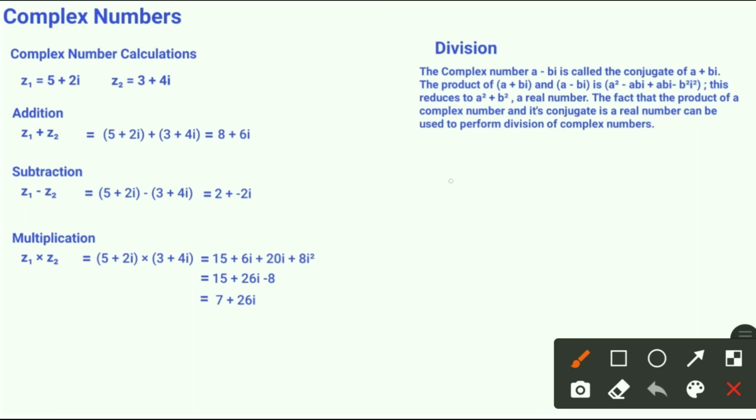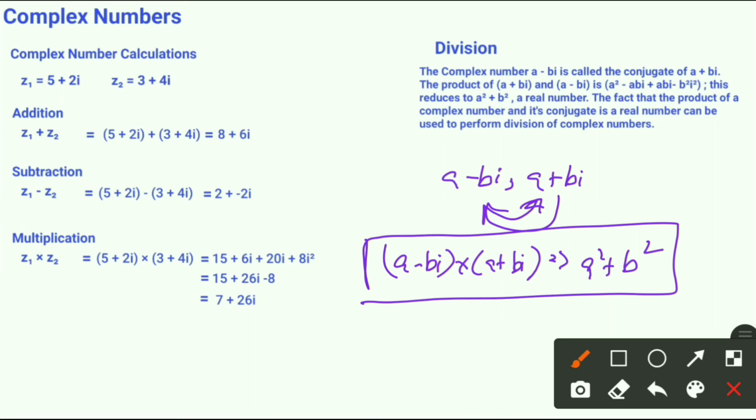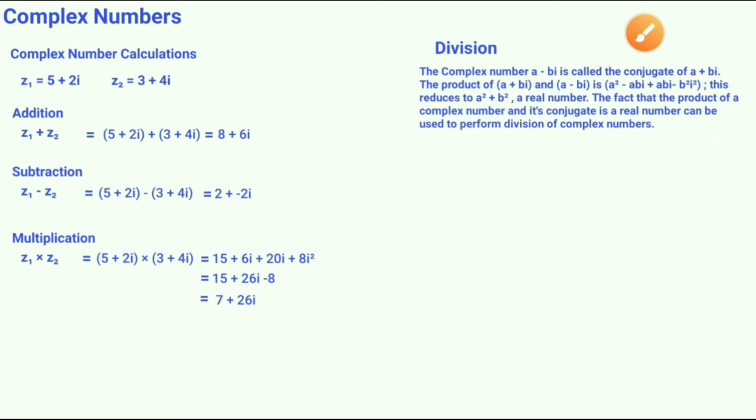The complex number a minus b iota is called the conjugate of a plus b iota, which means a minus b iota and a plus b iota are conjugates of one another. If you try to find the product of these conjugates, then you will get a squared plus b squared. You need to remember this. The fact that the product of a complex number and its conjugate is a real number can be used to perform division of complex numbers. So this is really important.